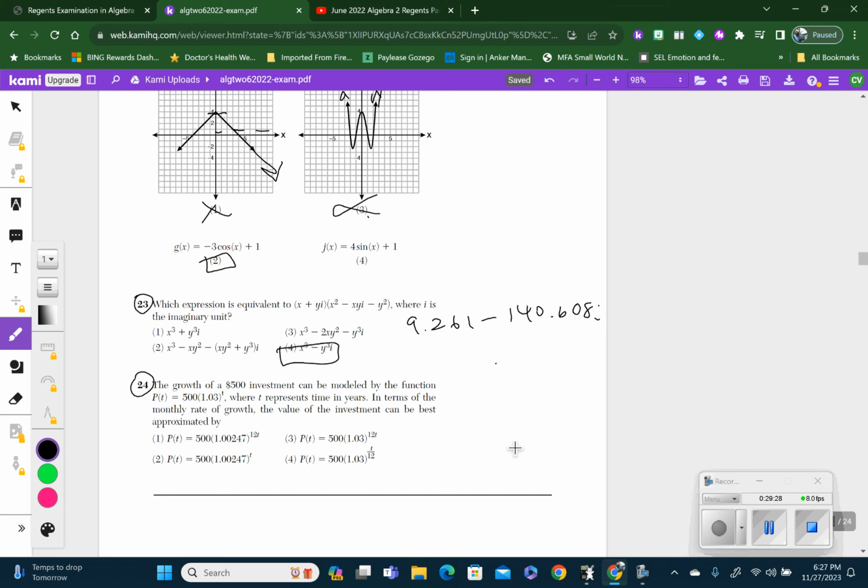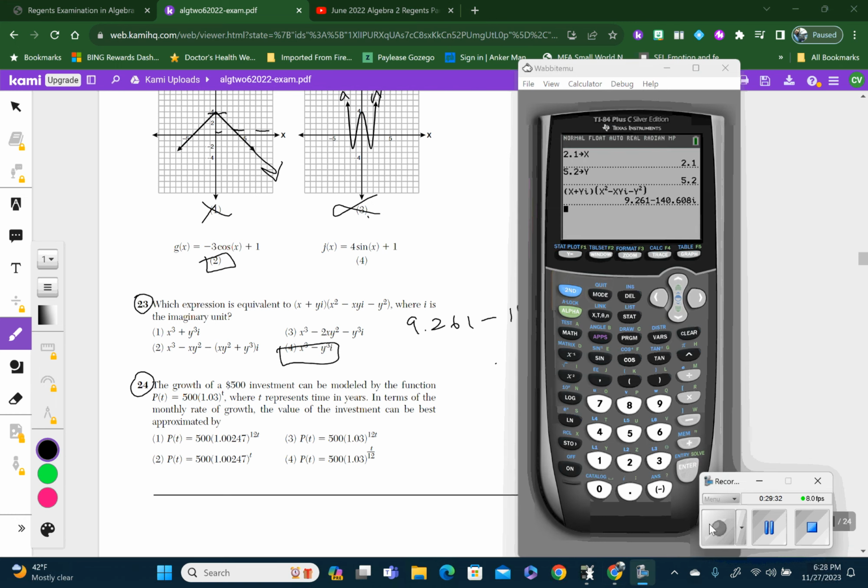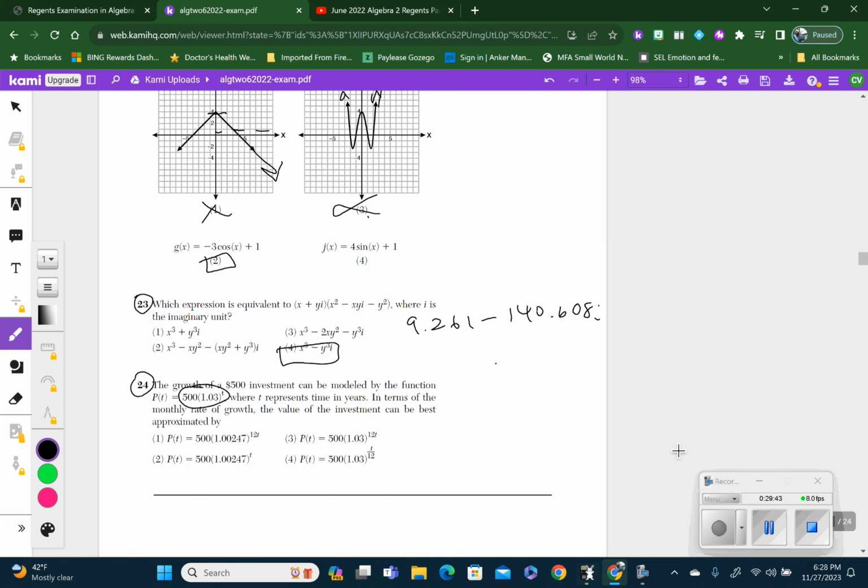Okay. Question number 24. I think you're getting the point of this. So for this one, again, you're going to use the store button. I just use my x, which is still 2.1. Plug in this right here. So 500 parentheses 1.03 to the x. Hit enter, get that number, write it down, and then see which of these is the closest, and the correct one is option number 1.